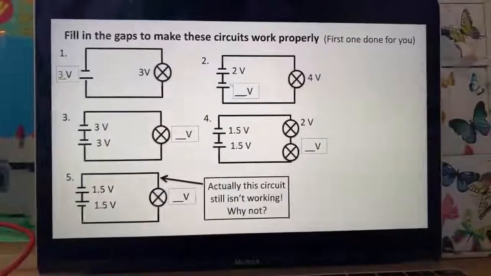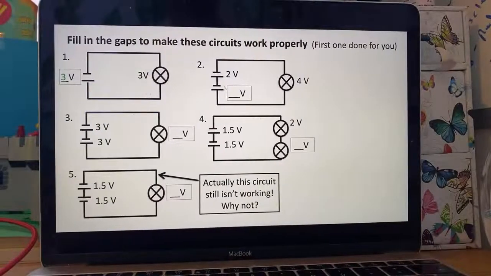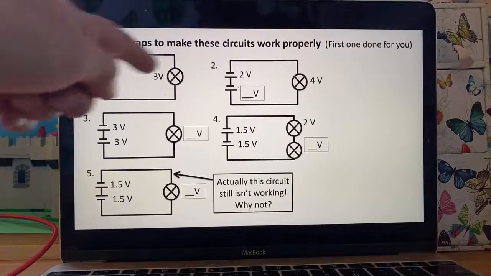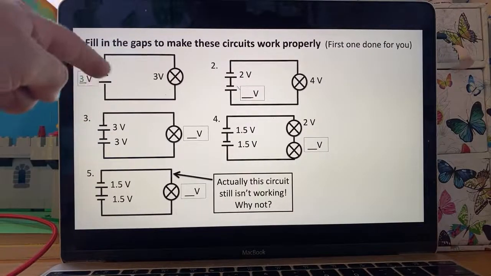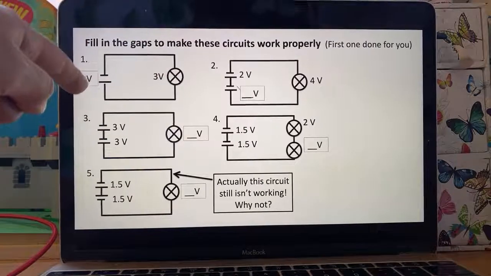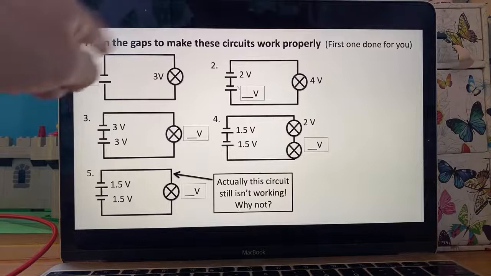Okay. Have a look at this sheet then. Fill in the gaps, please, to make these circuits work properly. First one done for you. I've been too kind to you here, really, but do these. So question 1, you've got a 3-volt bulb, and what battery would that have to be to get the bulb to work properly? It would also have to be 3 volts, yeah? 3 joules of energy per charge for that bulb.